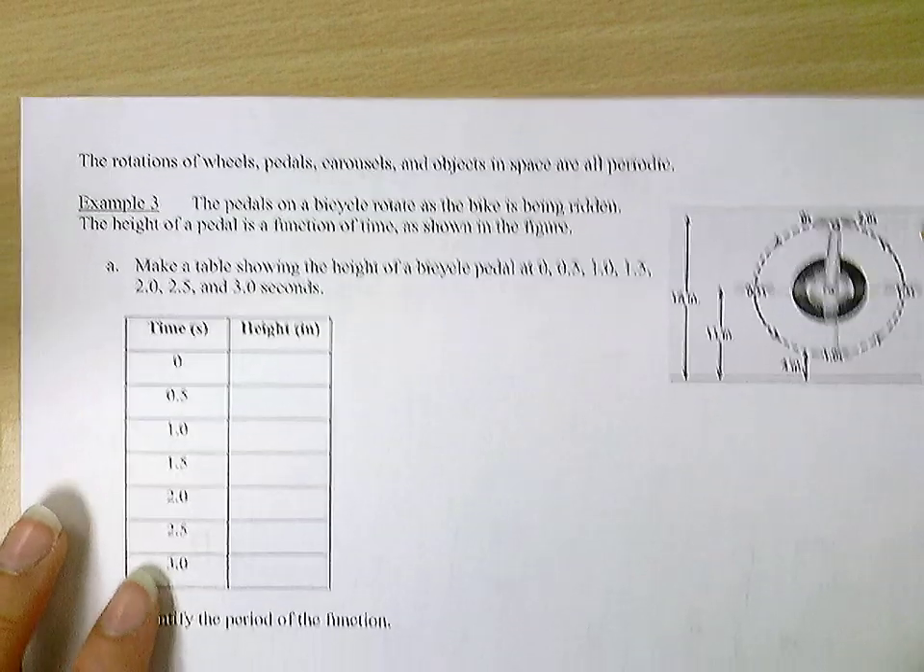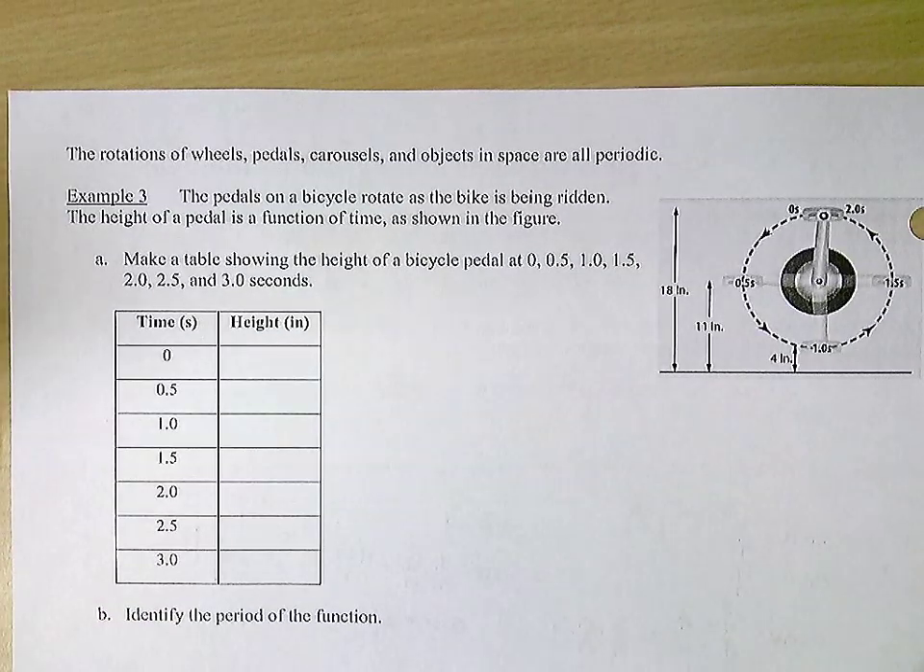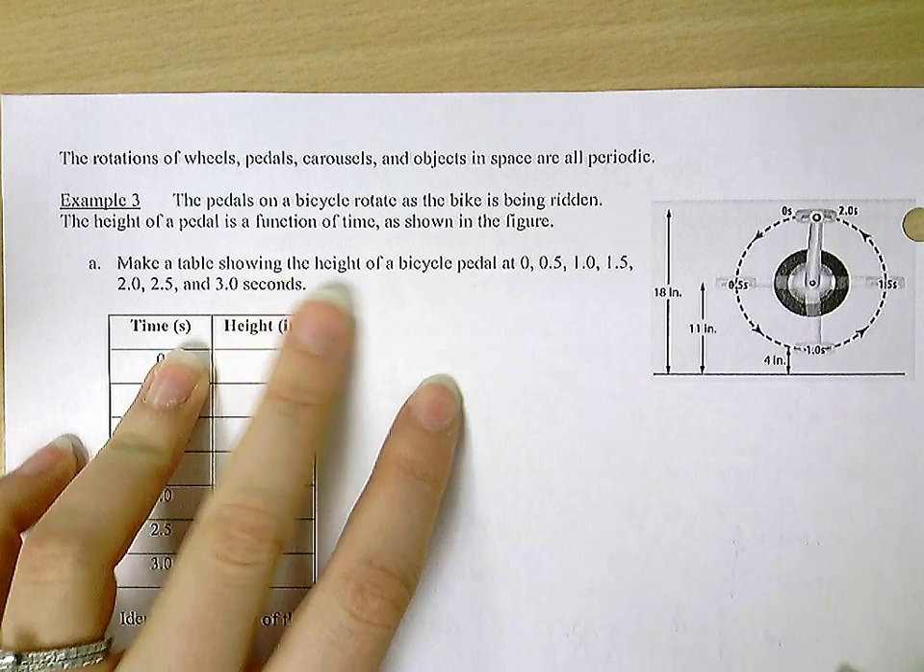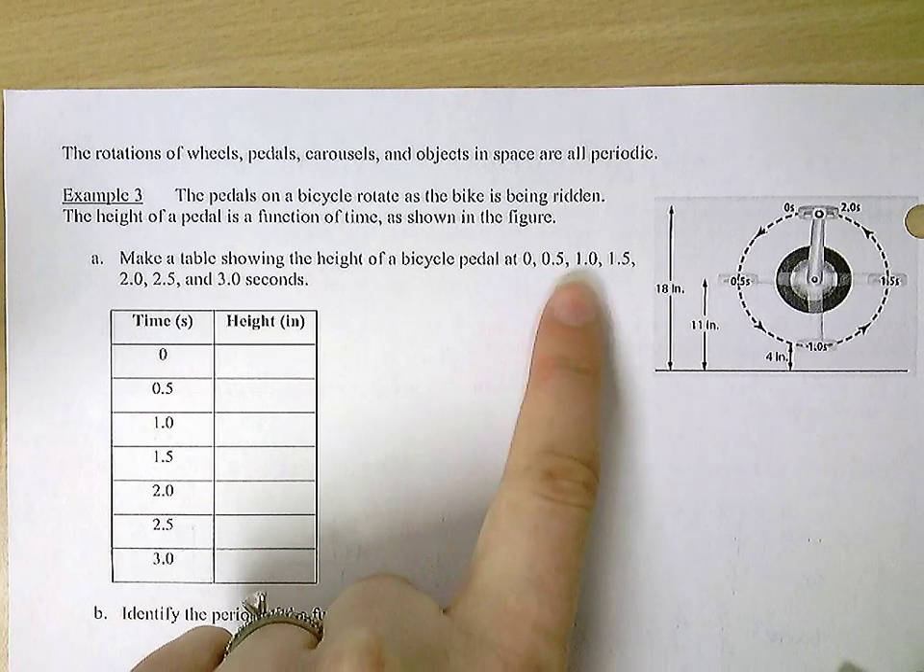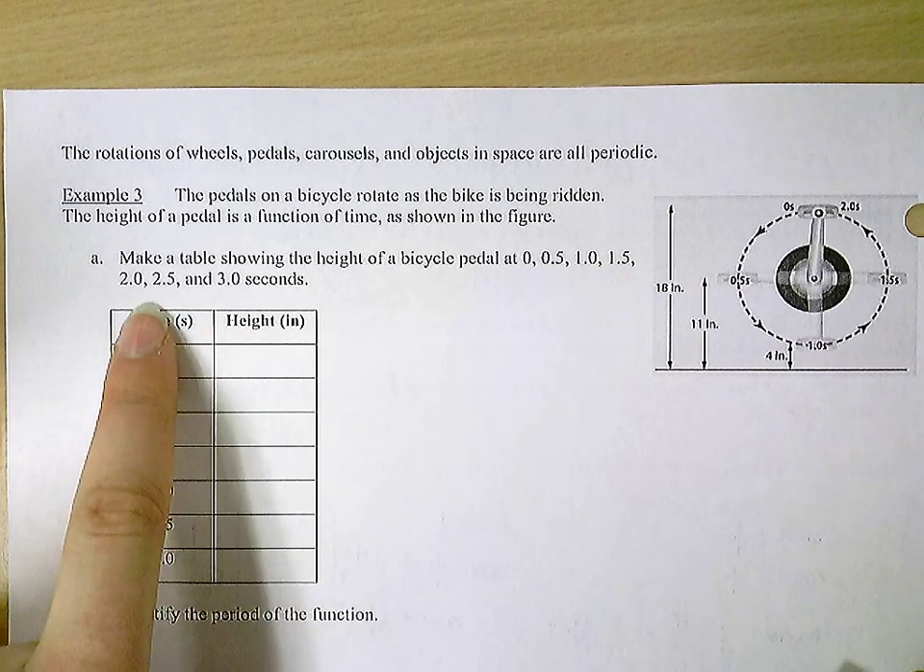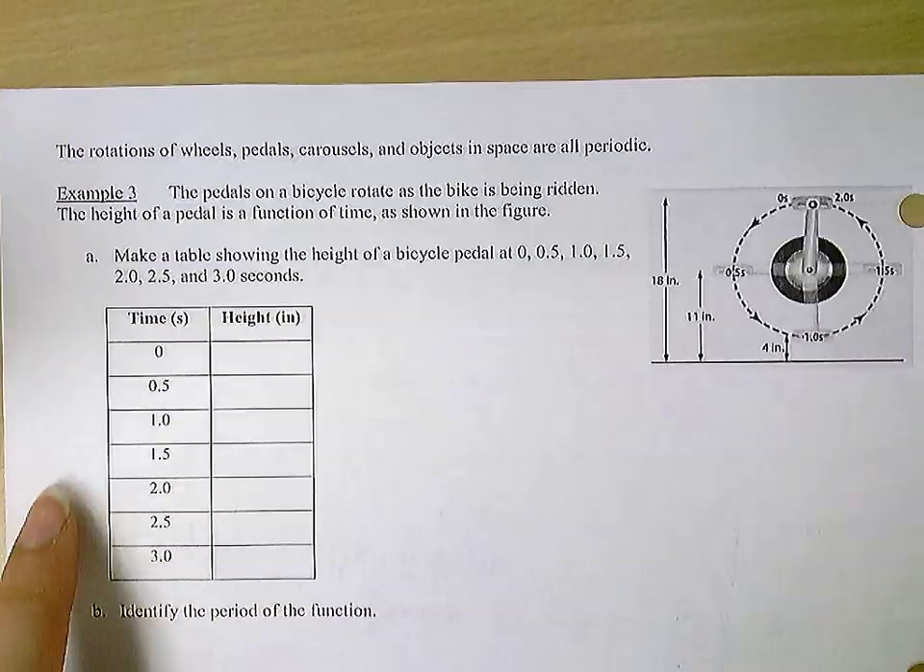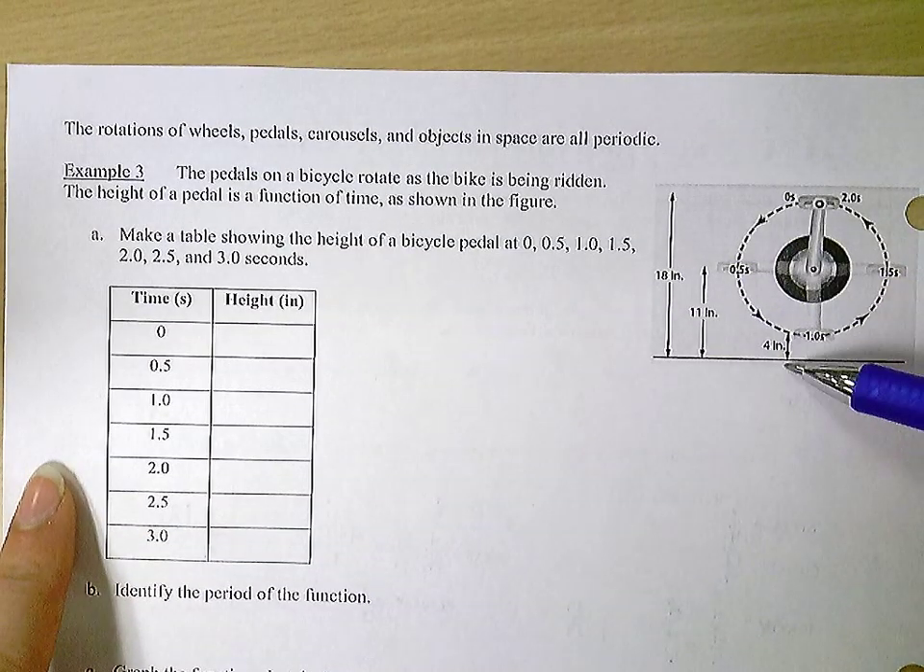All right, then example 3. The rotations of wheels, pedals, carousels, and objects in space are all periodic. They rotate within that same pattern. In example 3, the pedals on a bicycle rotate as the bike is being ridden. The height of a pedal is a function of time as shown in the figure. We want to make a table showing the height of the bicycle pedal at 0, 0.5, 1, 1.5, 2, 2.5, and 3 seconds. In our picture we do have these different heights here.